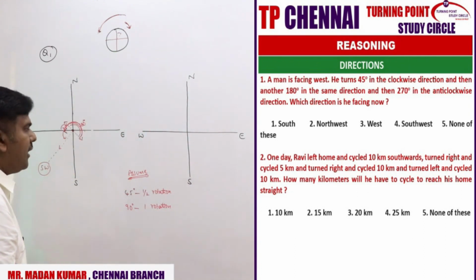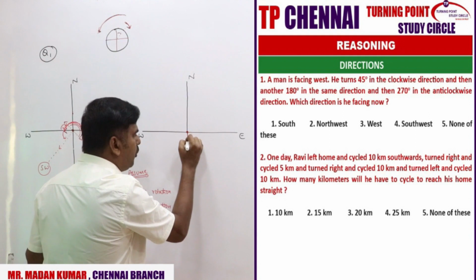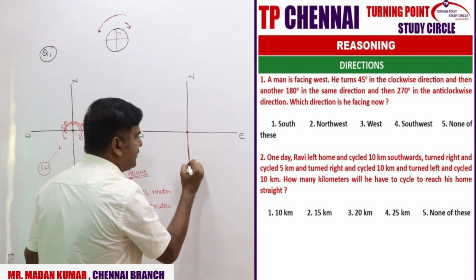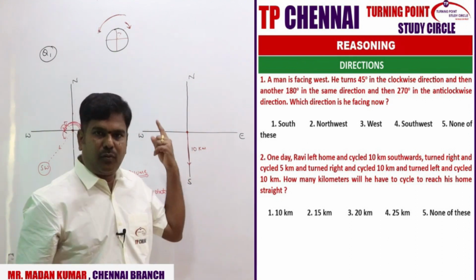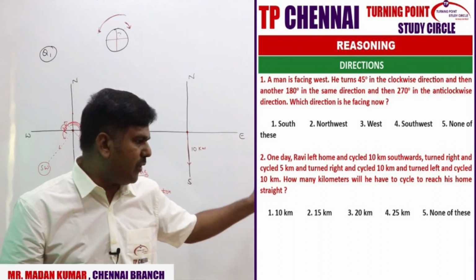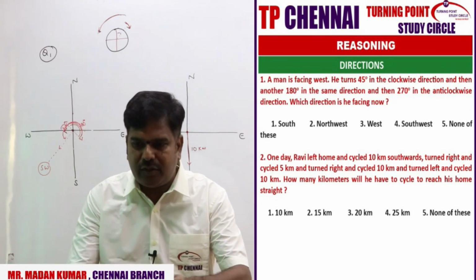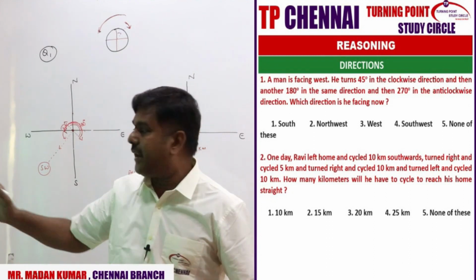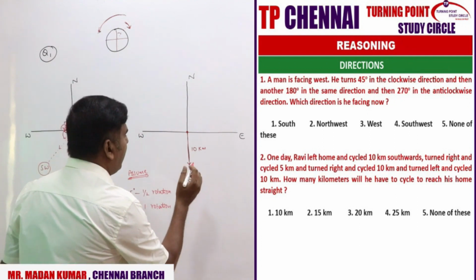Ravi left home and cycled 10 kilometers southwards. Say that here it is Ravi, and instead of Ravi, you imagine yourself moving towards south. How many kilometers? 10 kilometers. So you are here at this point, moving 10 kilometers south, right? What is the next one being given? Turn right. So moving towards south and turn right. Which is the right direction? West direction, right? So turn right and cycled 5 kilometers.